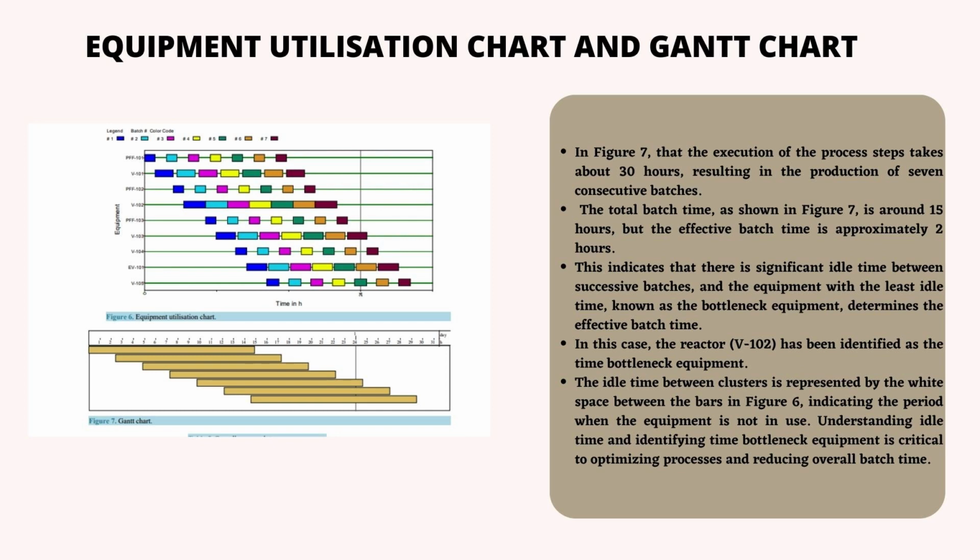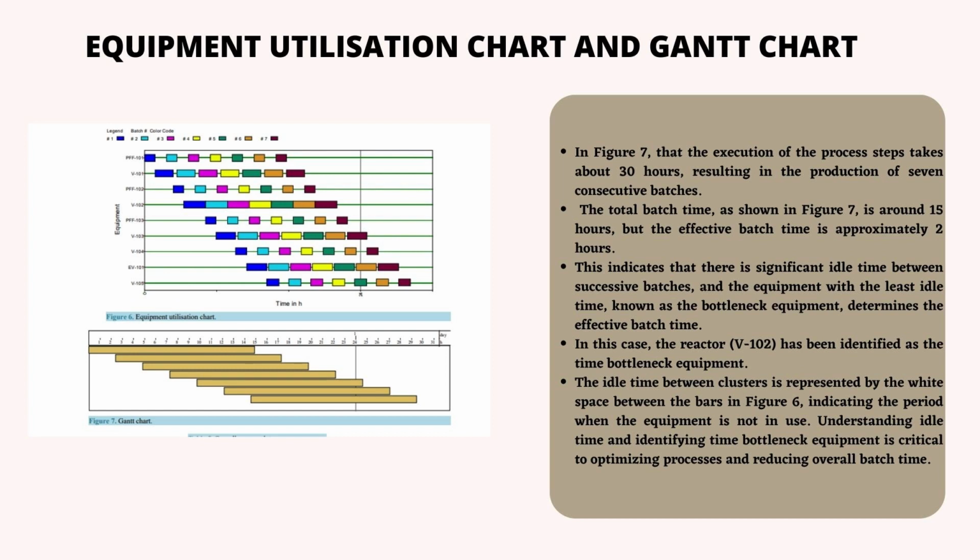In Figure 7, it is evident that execution of the process steps took 30 hours, resulting in the production of 7 consecutive batches. The overall batch time is around 15 hours, but the effective batch time is 2 hours. This indicates that there was significant idle time between consecutive batches, and the equipment with the least idle time, known as the time bottleneck equipment, determines the effective batch time. In this case, the reactor V102 was identified as the time bottleneck equipment.